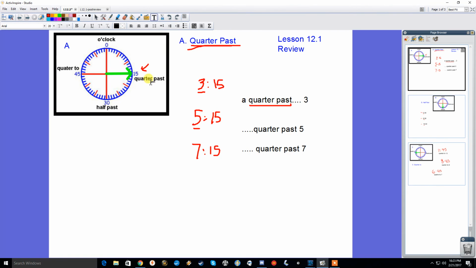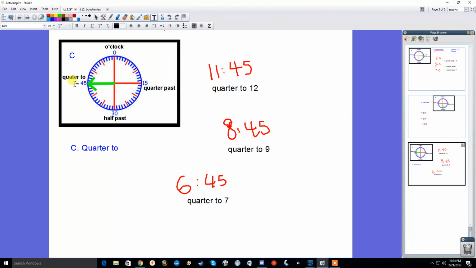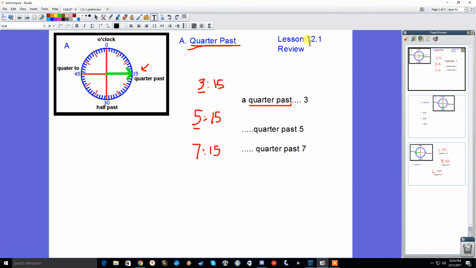We have a quarter past. That's the first term. Second term, half past, and then quarter to. Those are the three things you need to know for lesson 12.1.